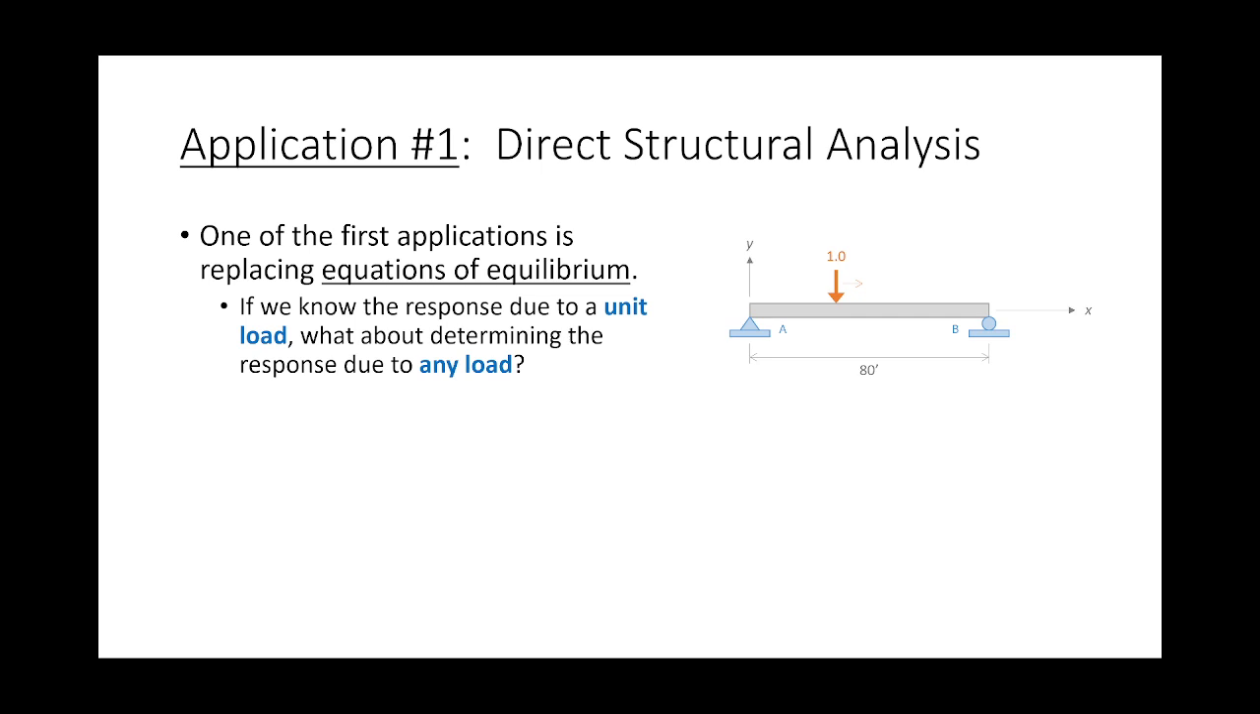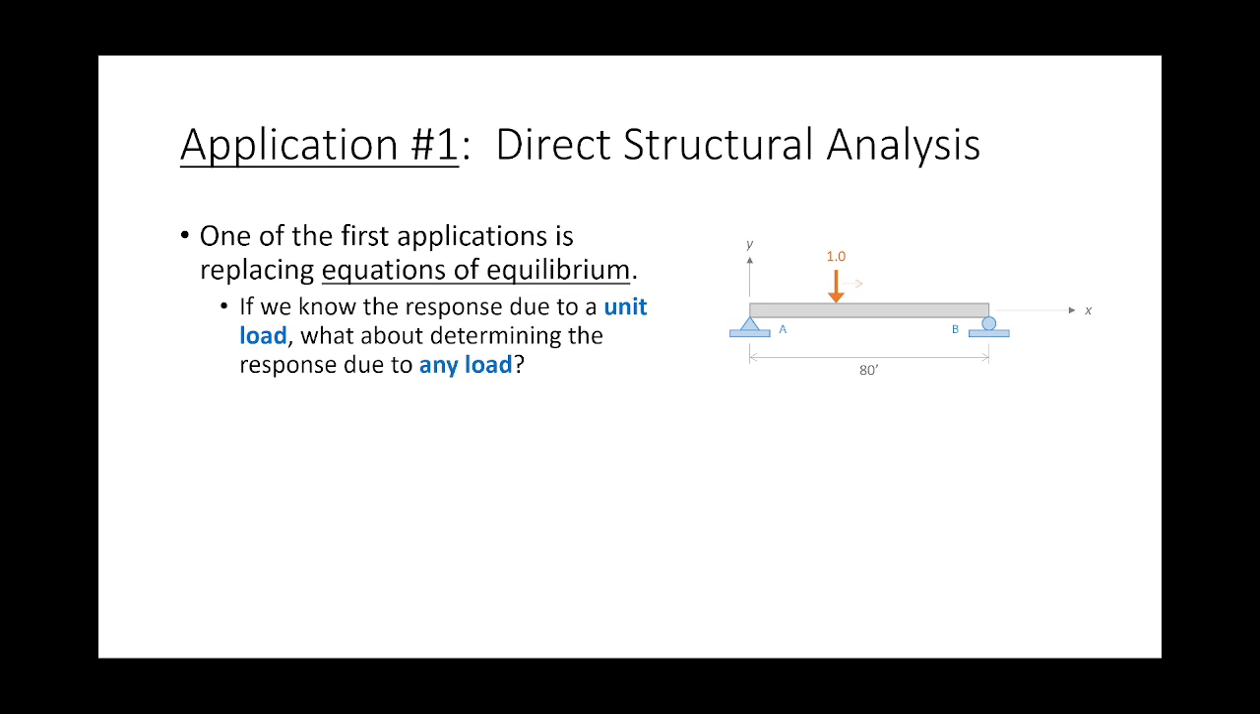Here's my point. What is an influence line, beyond what the Mueller-Breslau principle allows us to use to easily construct it? The influence line is a response of interest due to a moving unit load. I take this unit load, move it across the structure, and record the response. Well, if I know the response due to a unit load, don't I know the response due to any load?